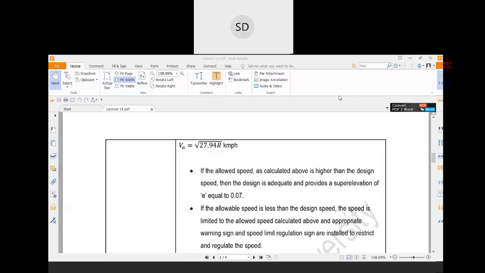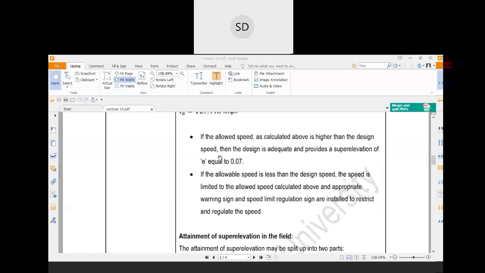Now, there are other things. If the allowable speed found from this equation is above the design speed, then the design speed is adequate and provides a super elevation e equal to 0.07. And if the allowable speed is less than the design speed, the speed is limited to the allowable speed calculated above, and an appropriate warning sign should be installed in that horizontal curve.